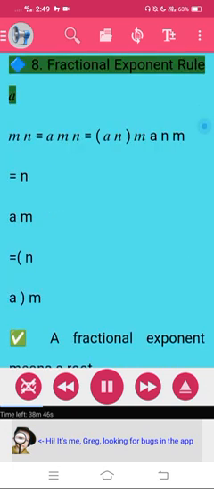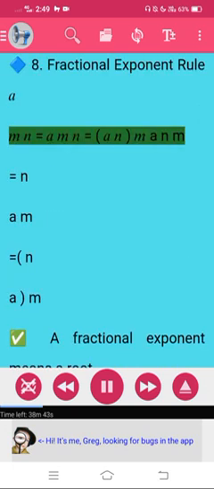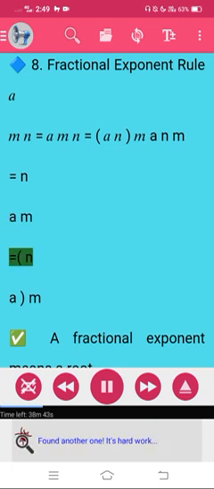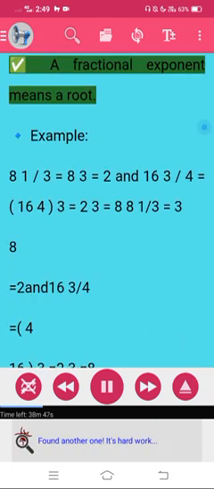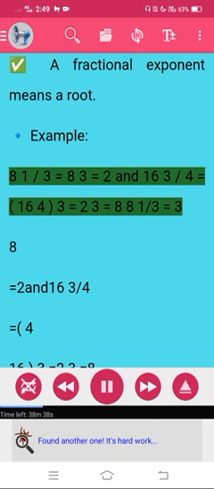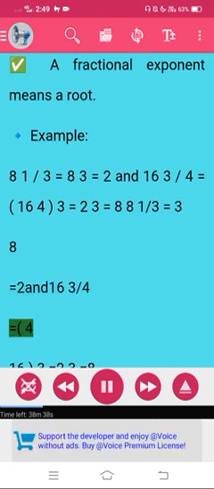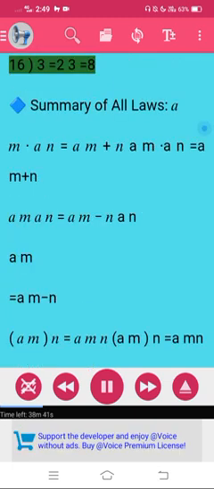8. Fractional exponent rule: a^(m/n) = ⁿ√(aᵐ) = (ⁿ√a)ᵐ. A fractional exponent means a root. Example: 8^(1/3) = ³√8 = 2, and 16^(3/4) = (⁴√16)³ = 2³ = 8.